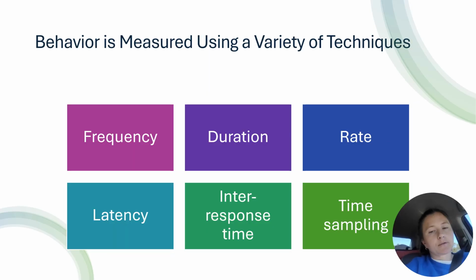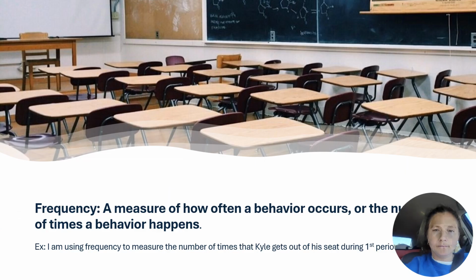Behavior is measured using a variety of techniques. These include frequency, latency, duration, inter-response time, rate, and time sampling. The first one we'll talk about is frequency. This is a measure of how often a behavior occurs, or the number of times a behavior happens. An example of this is using frequency to measure the number of times that Kyle gets out of his seat during first period. Frequency is a good choice for behaviors that have a clear beginning and end. It can be a good way to establish a baseline understanding of behavior.